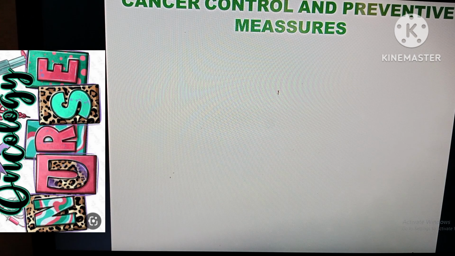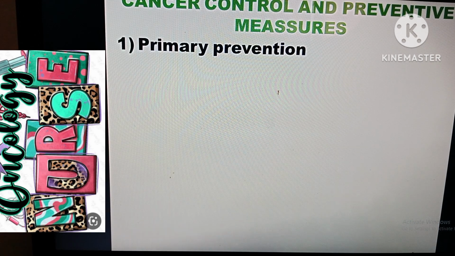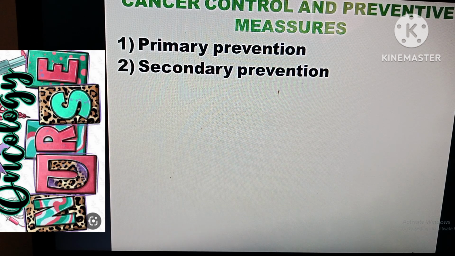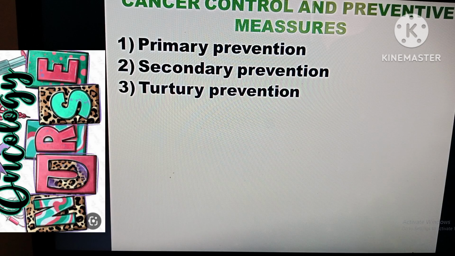Very important, a 5 marks or sometimes 7 or 10 marks question. So what are the preventive measures? Primary prevention, secondary prevention, and tertiary prevention. There are 3 levels of prevention. So what is primary prevention? Primary prevention means before the disease occurs itself, we are taking care. For example, vaccine. Why will we take a vaccine?